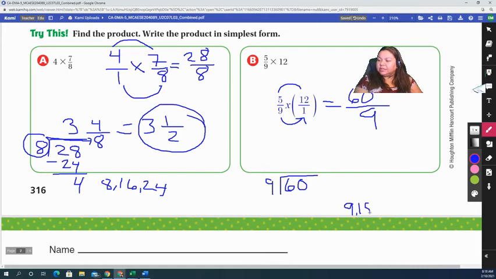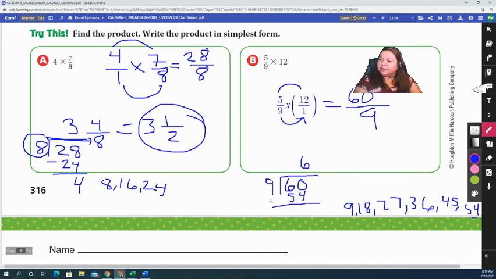9, 18, add 9, that's 27. Add 9, that's 36. Add 9, that's 45. Add 9, that is 54. And I think that's my last choice because if I add 9, it goes over. It's like 63. So I'm going to stick with 54. And so that means that it was 1, 2, 3, 4, 5, 6. 9 times 6. So 9 times 6 is 54.